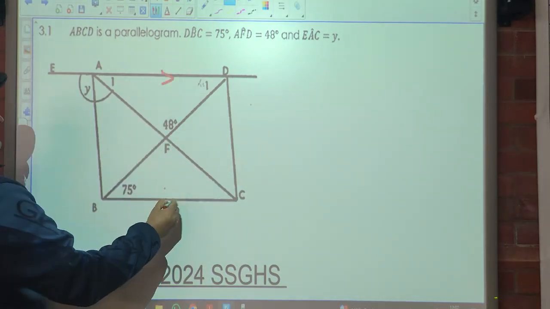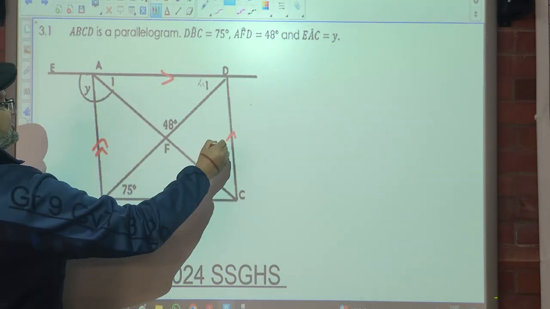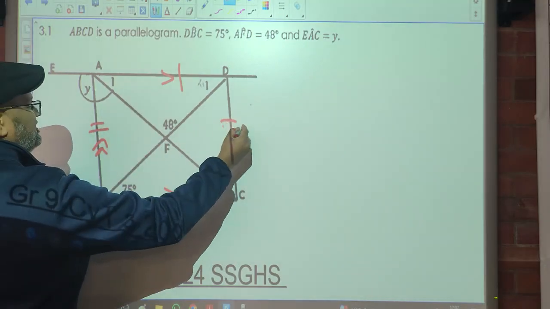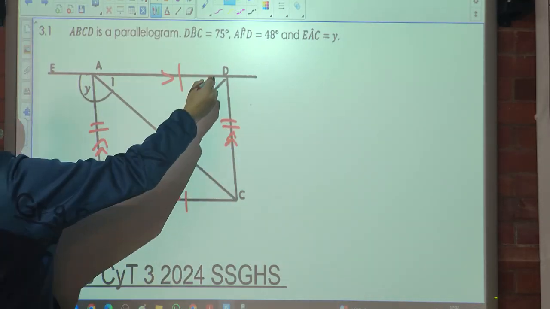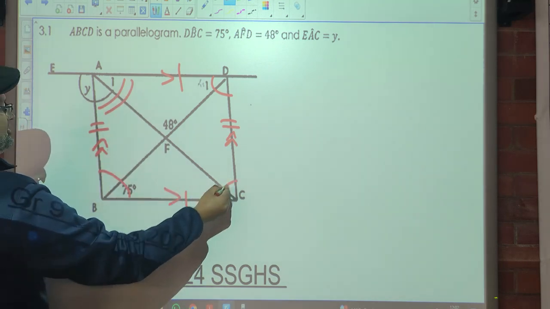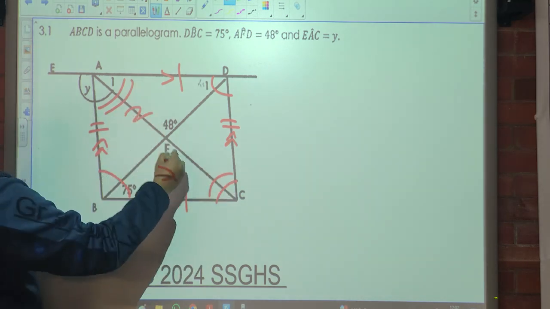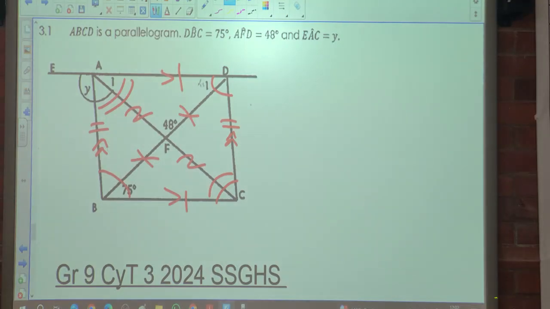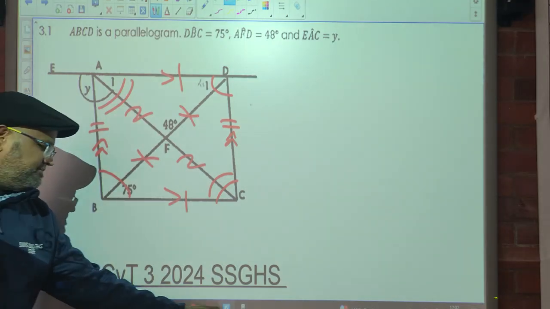Two pairs of opposite sides are parallel. Another one. Two pairs of opposite sides are equal. Another one. Opposite angles are equal. Another one. Diagonals bisect each other. So that is equal to that, whilst that is equal to that. All of those things should come to mind. Okay?